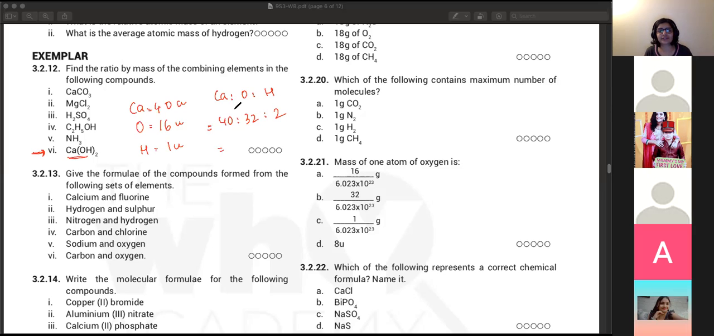So what will be the final ratio? So the final ratio will be 20 is to 16 is to 1. Yes, absolutely right. Awesome, very good. So here Ca(OH) twice, both oxygen and hydrogen have to be multiplied by 2 because there are 2 atoms of those. Cool.